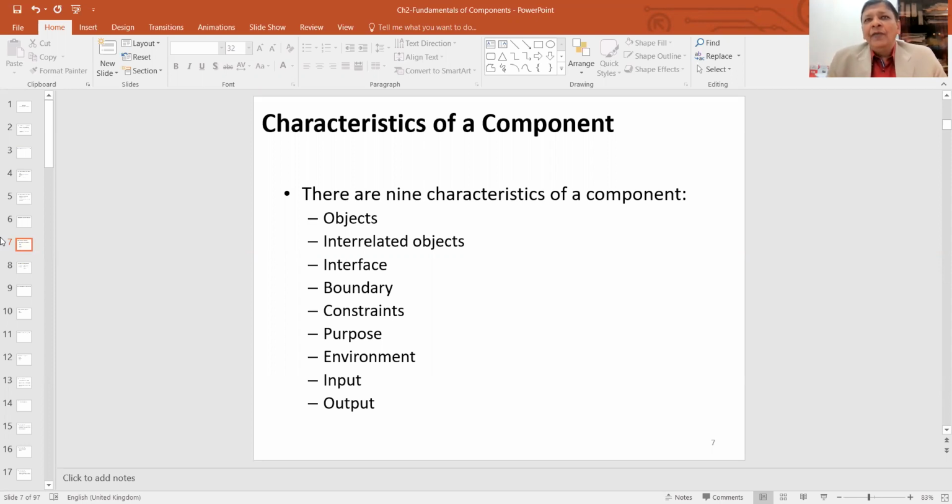Input. Every component has an input and output. It's like the process in a data flow diagram, where every process has an input. It is not possible that a process has input and no output, or output and no input. Same, a component has an input and it must have an output. It is not possible that a component has input and there is no output.